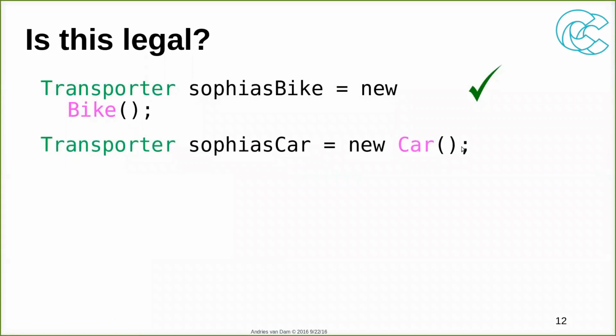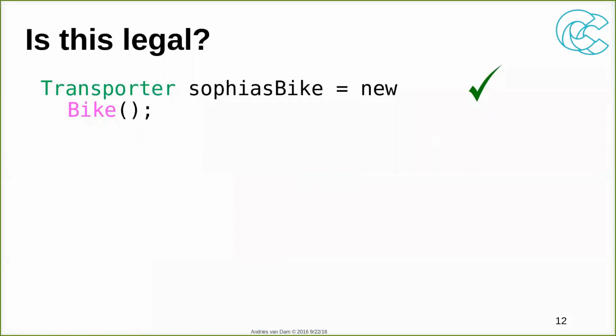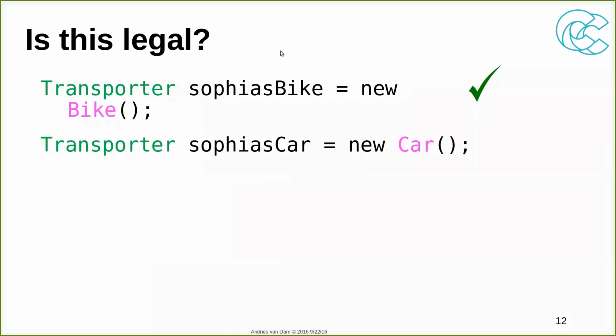So we have anyway seen the first one. So you have an instance of the interface. So Transporter, the variable name is Sophia's bike, and now you said new Bike. So you are assigning an instance of Bike to this particular variable. So this one is again legal because Bike implements Transporter. So what about this one, the second statement? Is this legal in terms of the Java syntax?